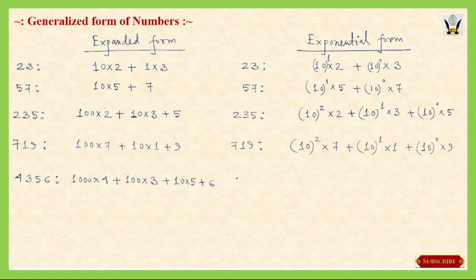Now we will see how we can express 4356 in exponential form. In exponential form, it is 1000 multiplied by 4. So it will be 10 to the power 3, that gives 1000.